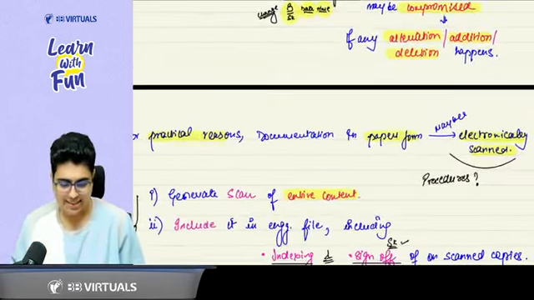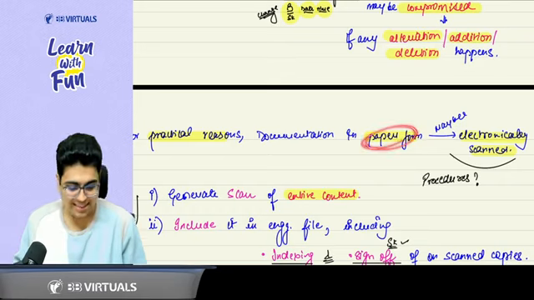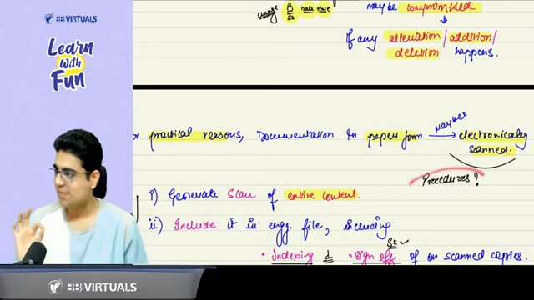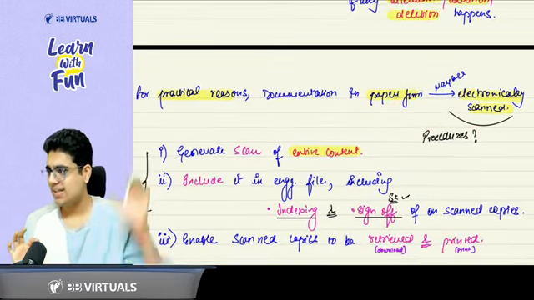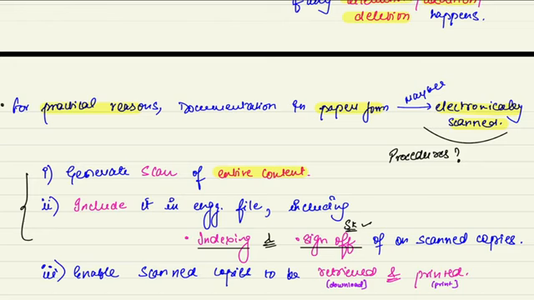for practical reasons, whatever is in paper form is electronically scanned. Whatever is in paper form is electronically scanned. Sir, what is the procedure for scanning? These are the three procedures of scanning. Just go with the flow. Please look at the board. Last topic, do it properly.